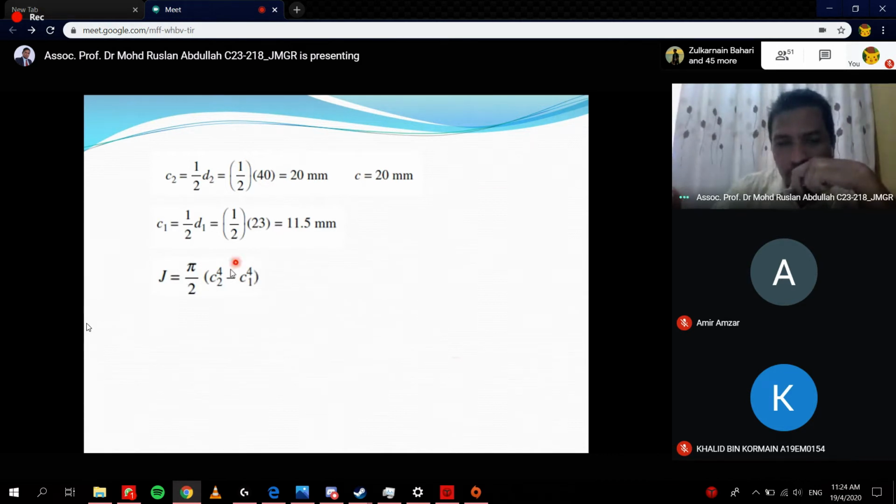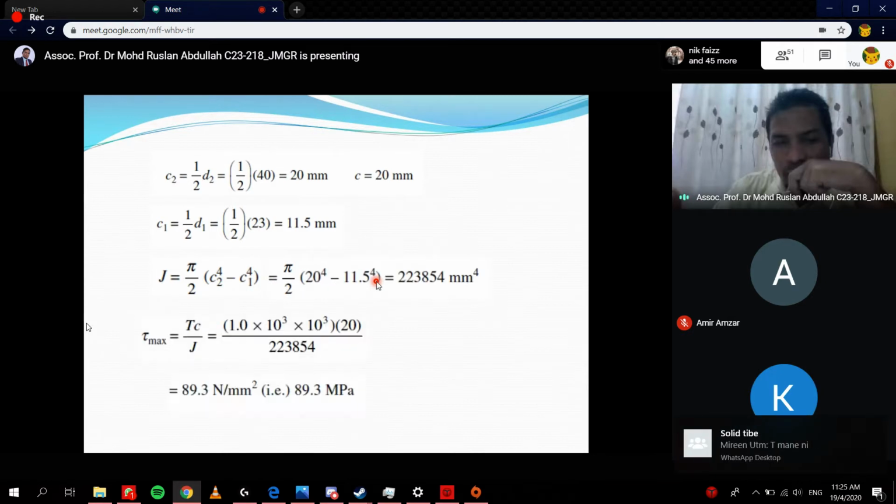Make sure here, okay, J equals pi over 2 R to the power of 4, or C to the power of 4 for the external or outer radius, minus C1. C1 is the inner radius. So make sure it is C2 to the power of 4 minus C1 to the power of 4, not C2 minus C1 to the power of 4. No, that one is different. Okay, and then based on that, we can calculate the tau max.